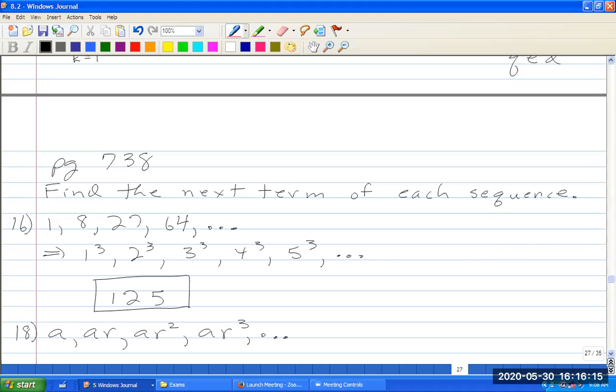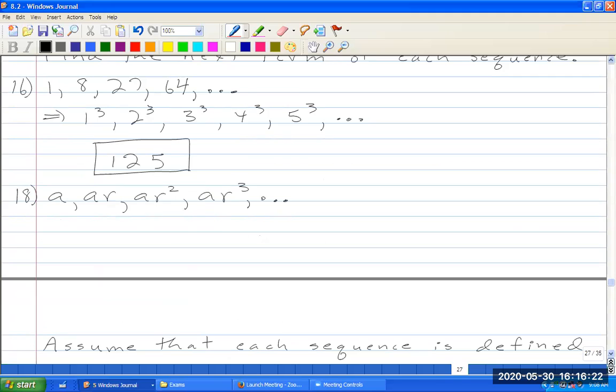Let me do problem number 18. AR squared, AR cubed. And so I keep multiplying by R. And so this is going to be AR to the 4th will be the next term.